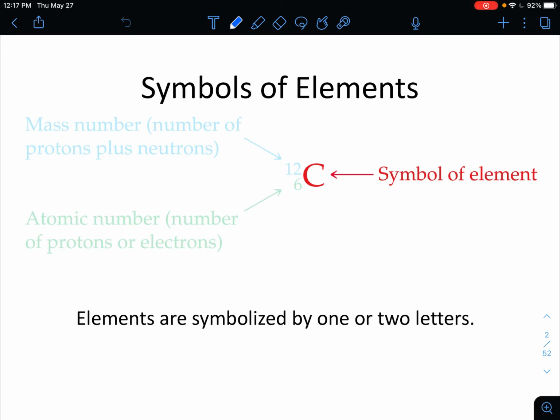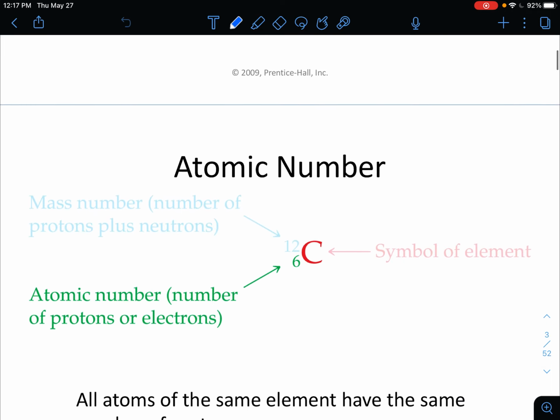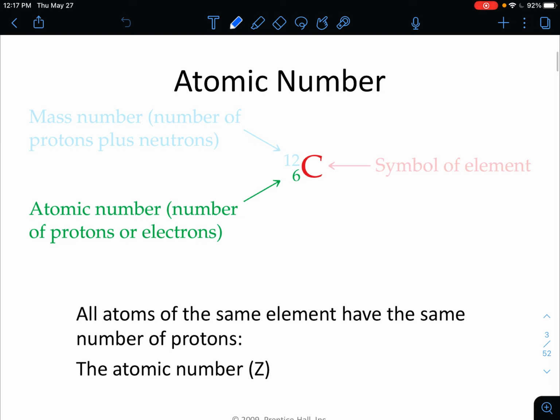So typically what we have is an element symbol, whatever it may be, and then as a subscript we have the atomic number, so that's the value that you see here, and that represents the number of protons, and typically it also represents the number of electrons. If the atom is neutral, then that's what we would expect.